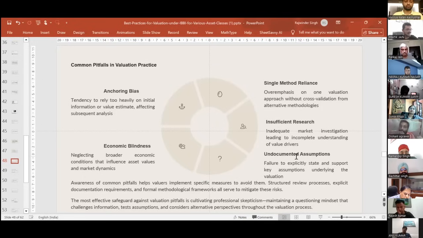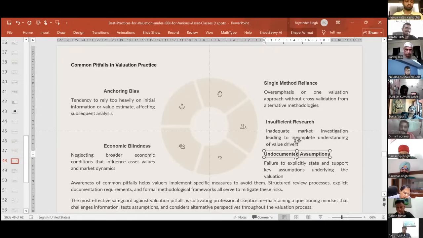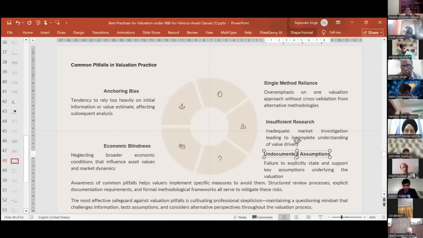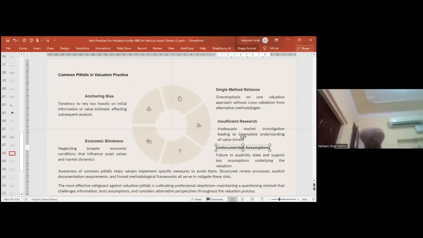And then undocumented assumptions. We have already discussed that whenever you assume anything, you have to document it. Failure to explicitly state and support key assumptions underlying the valuation may also lead you to trouble in future. And the most important thing is economic blindness.